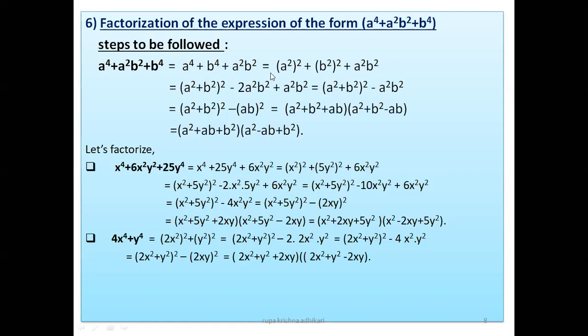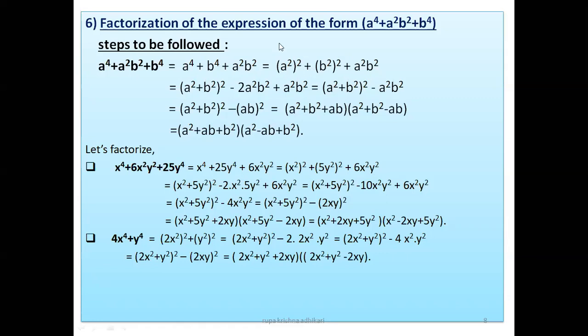A to the power 4 can be written as a square whole square. Similarly, b4 is written as b square whole square plus remaining a square b square as it is. It is equal to, look here, a square plus b square form. I had given you in second or third slide the formula.